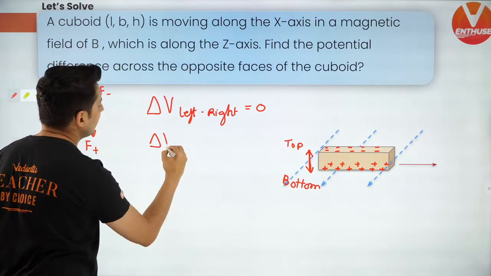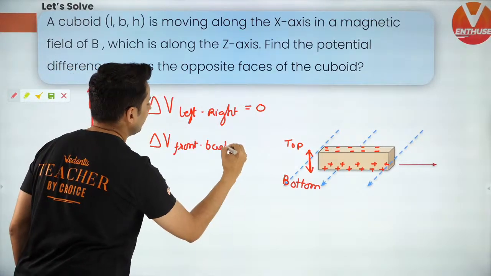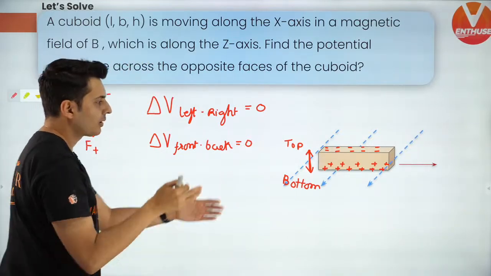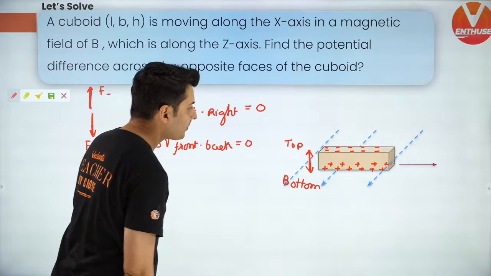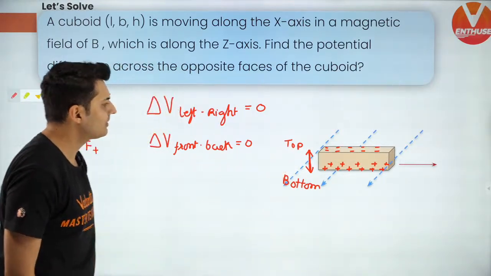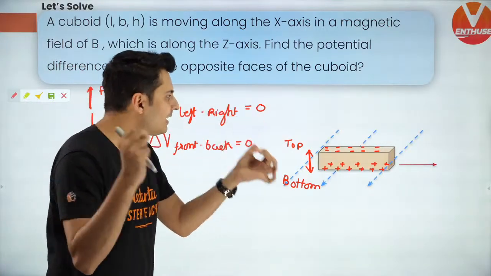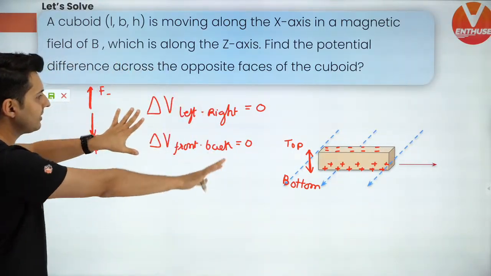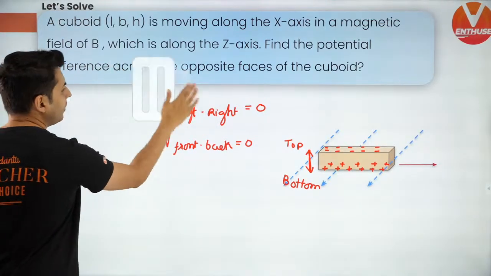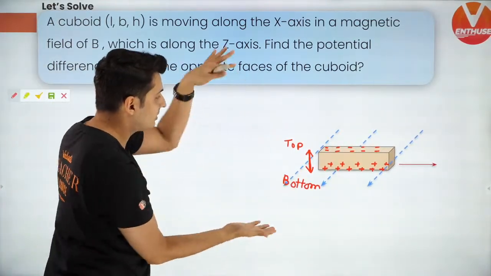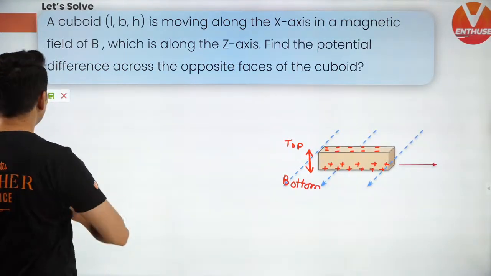Is there any potential difference between front and back? Well, that is also zero. Front there is no charge and back also there is no charge. It's only top and bottom. So what is the potential difference here? That's what we need to find. Guys, think about it. Okay, so first two answers are done. Left, right and front, back are done. So now we need to figure out what is the potential difference between top and bottom. So what do? Think about it.